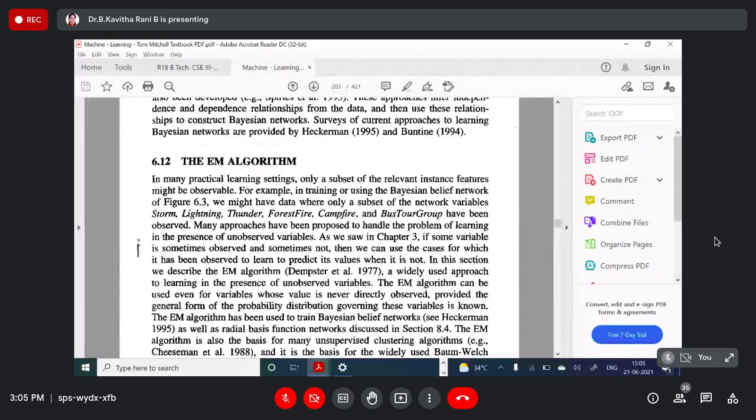So what is EM algorithm? EM algorithm is nothing but E means expectation, or estimation. That is expectation maximization or estimation maximization. So EM is nothing but expectation maximization or estimation maximization algorithm.